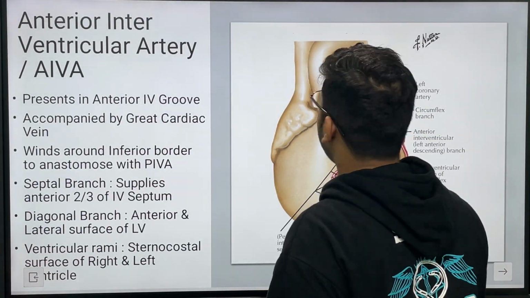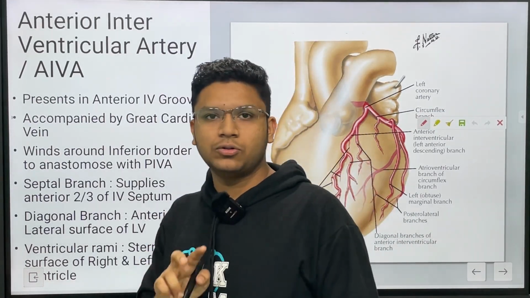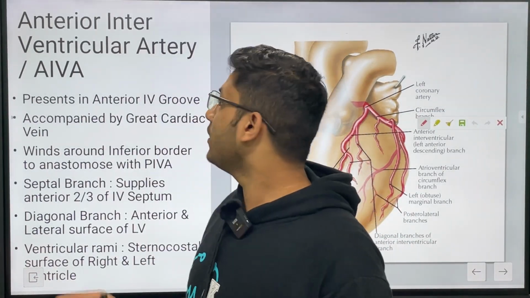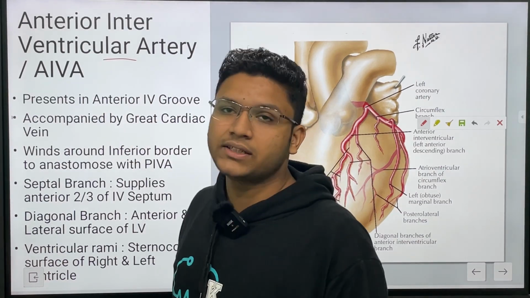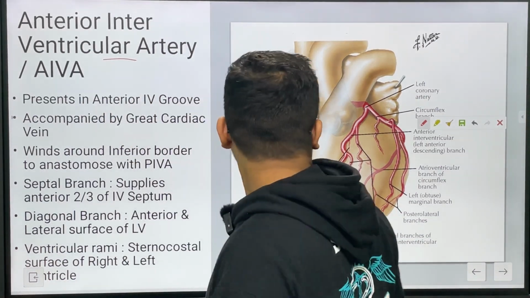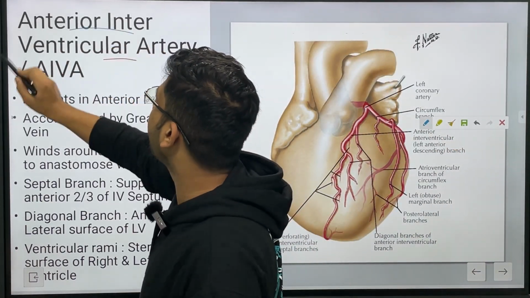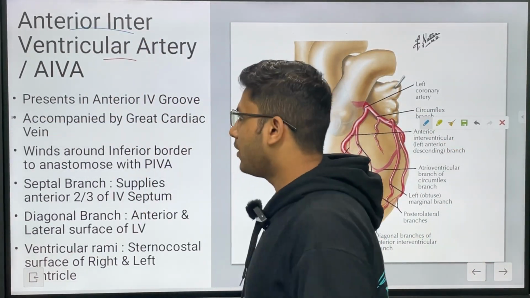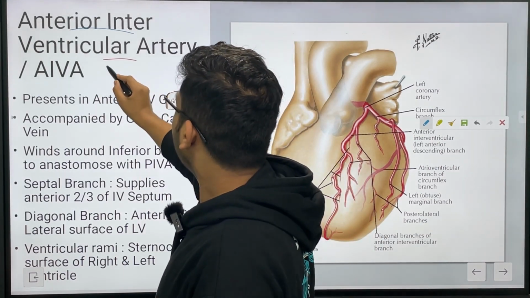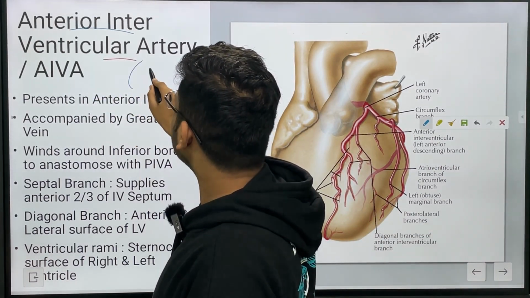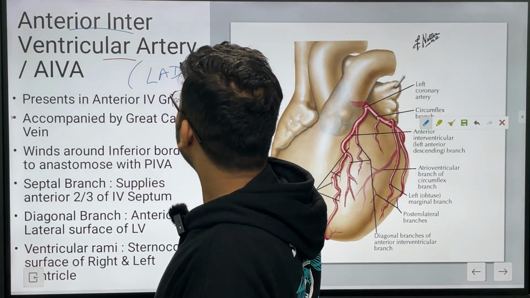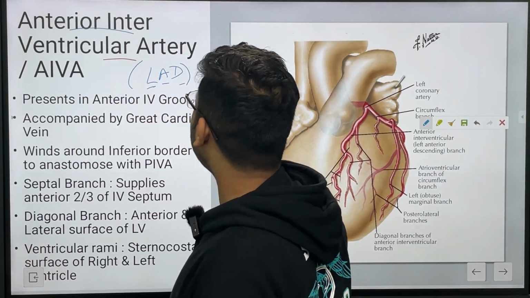I told you in the previous slide that the left coronary artery has two terminal branches: the anterior interventricular artery and the circumflex artery. So in this slide we are discussing only the anterior interventricular artery, which is also an important artery. The other name for anterior interventricular artery is LAD, left anterior descending artery.